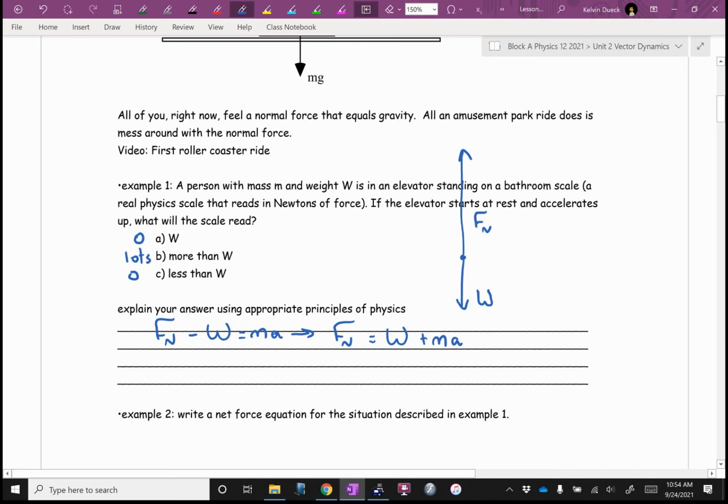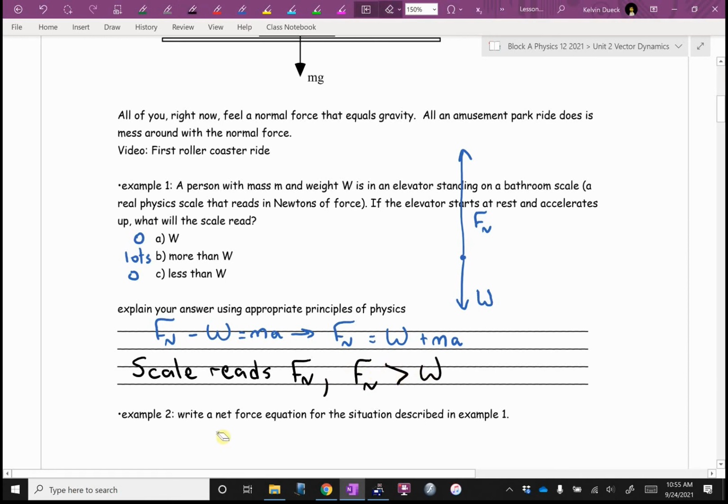A scale reads normal force. So I probably mentioned that. Scale reads Fn. Well, since the normal force is the weight plus something, I think the normal force has to be bigger because you're adding something to the W. Scale reads N. Fn is greater than W. There's a proof.